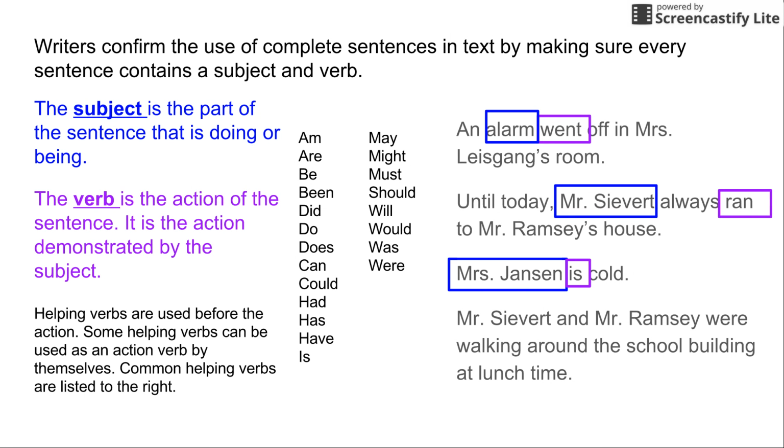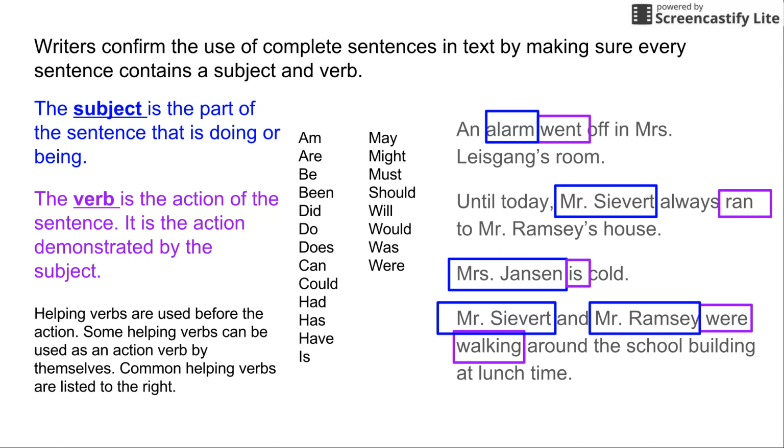This last sentence, Mr. Sievert and Mr. Ramsey were walking around the school building at lunchtime. Walking is the verb, and it has the helping verb were, so it's actually a verb phrase. Were walking is the verb. I have to think, who happens to be walking? Well, in this instance, it's a plural subject because there's two individuals walking, Mr. Sievert and Mr. Ramsey. Mr. Sievert and Mr. Ramsey were walking.